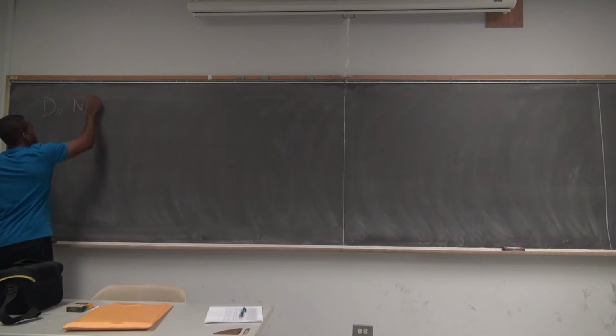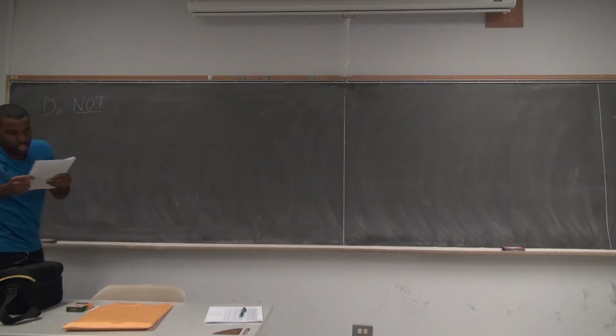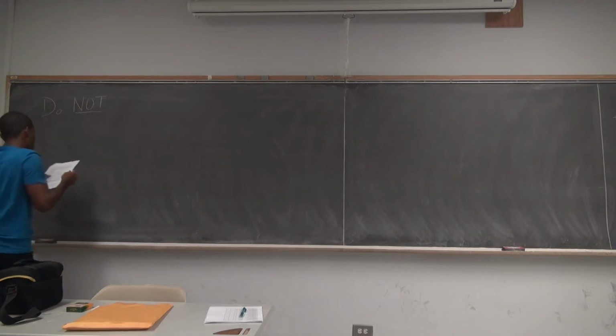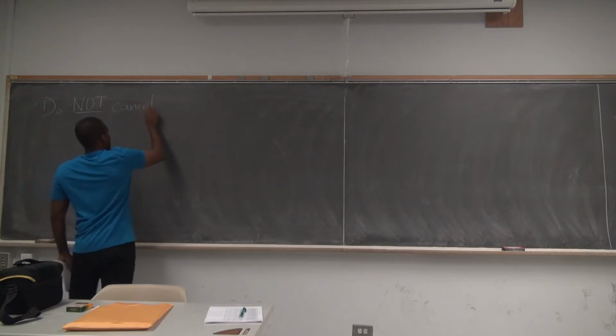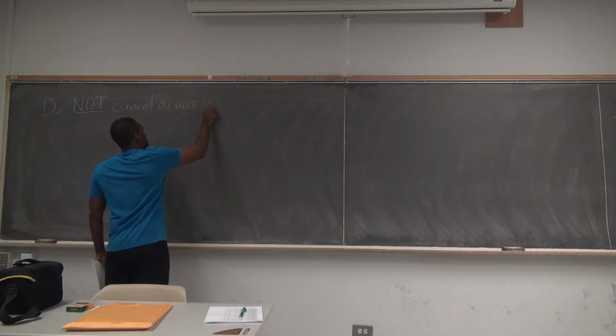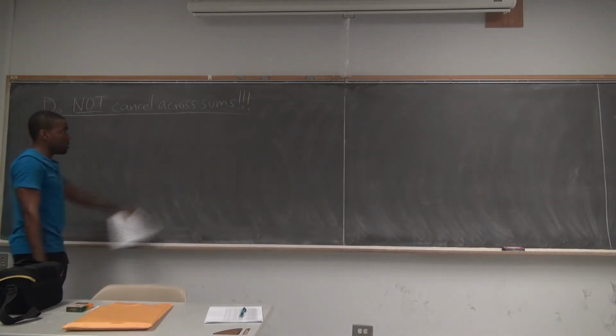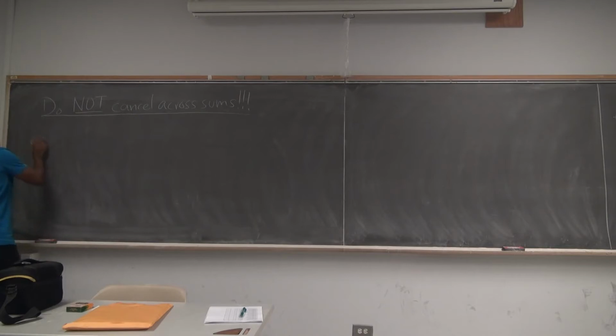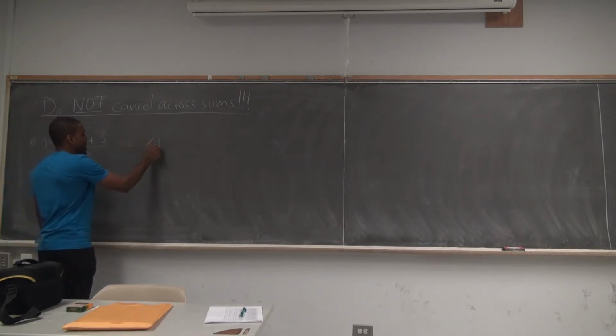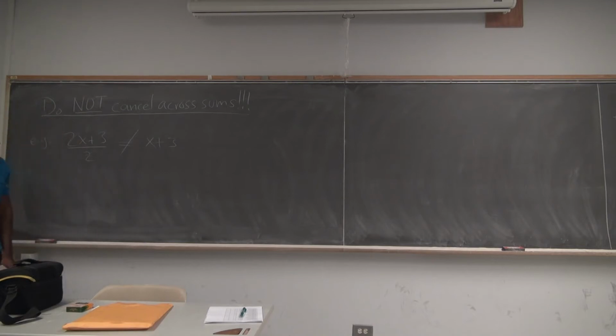So here are things that you must never do no matter what, even if someone's holding a gun to your head and they're threatening to hurt your family or whatever. Just never do this. Do not cancel across sums. Sums is the general word here. It could be plus or minus. So what do I mean? For example, let's say you had (2x + 3)/2. And I can cancel the 2's. No, you cannot cancel the 2's. And you're like, oh, that's x plus 3. No, it's not x plus 3. You cannot cancel the 2's.